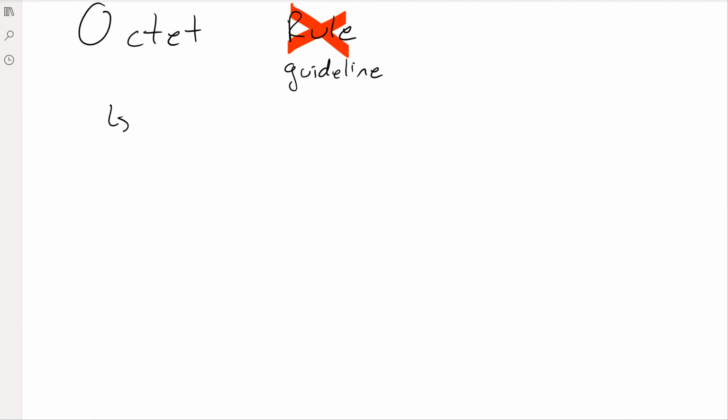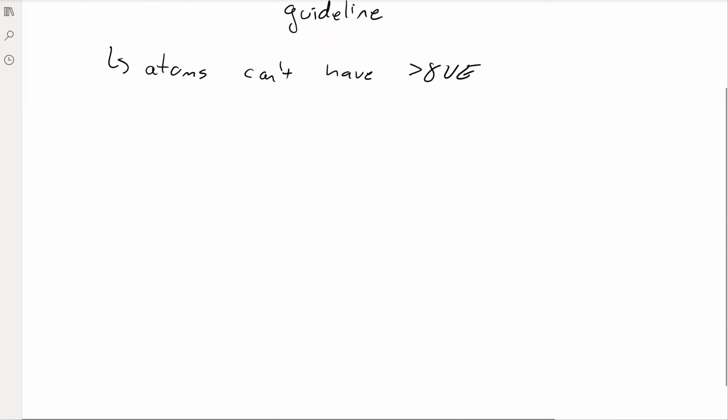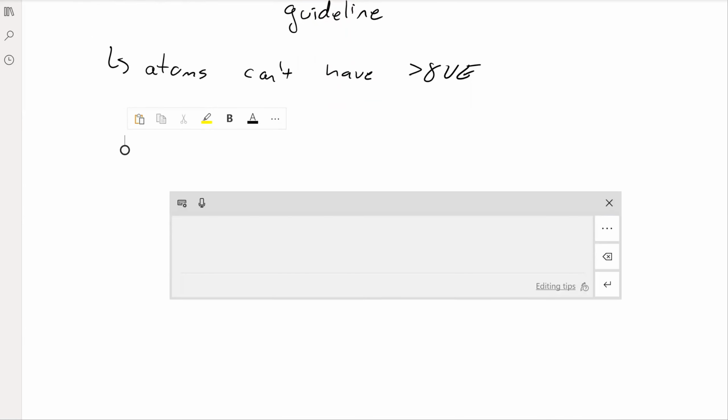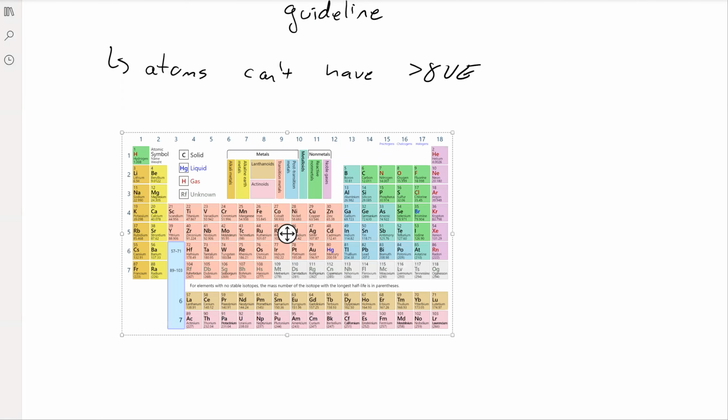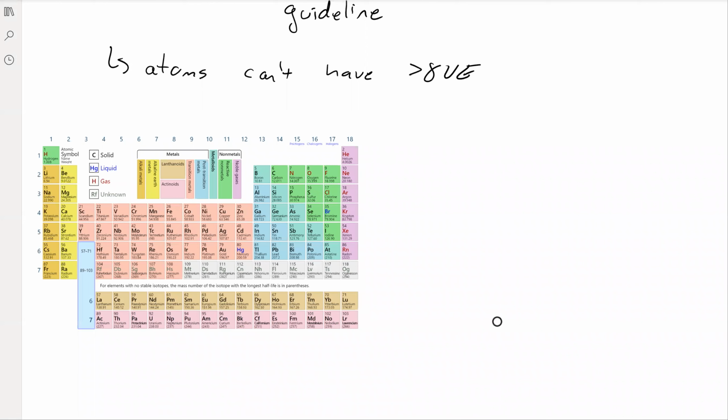What the octet rule tells us is that atoms can't have more than 8 valence electrons, right? And so for some atoms, that's true. You will never find a scenario in which it has more than 8 valence electrons. And the atoms for which that's true are carbon, nitrogen, oxygen, and fluorine. Neon doesn't form any bonds, so we don't really have to worry about it. But if you want to include it on the list, you can. So this octet rule is only true for them.